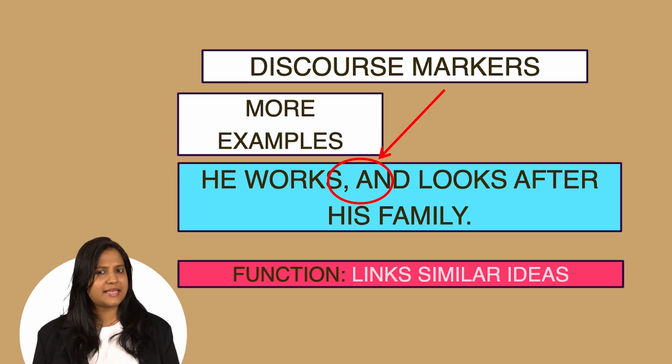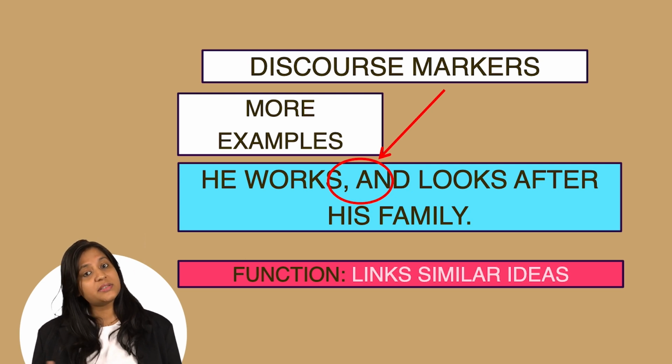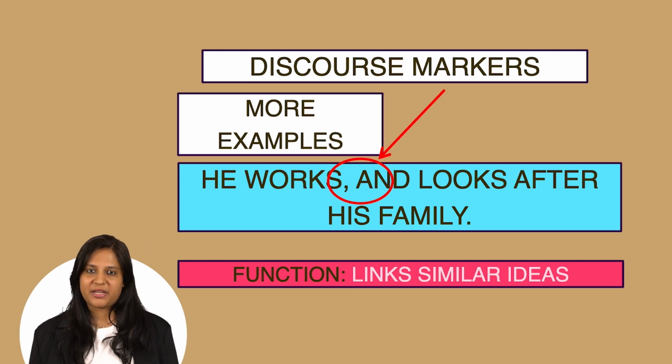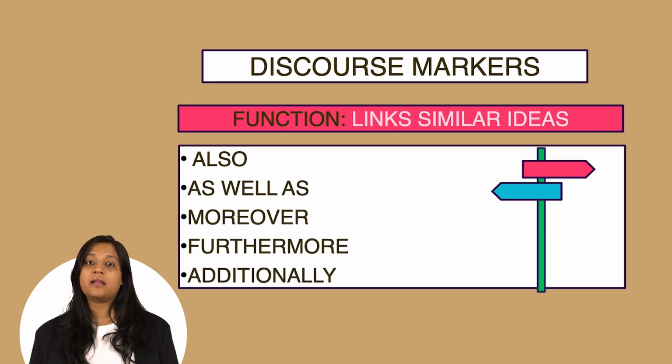But this was quite a basic example. What if we need to connect more such ideas? Of course, we can't be using and all the time. That would be too much repetition. So here's a list of discourse markers that we can use in place of and.